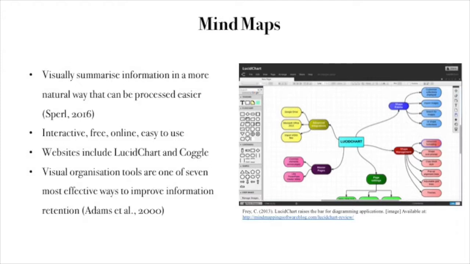It changes up study from the linear style of note writing to a more natural way that the brain can process easier. A study in 2000 by the National Reading Panel found that the use of visual organization tools was one of the 7 most effective ways to improve information retention.